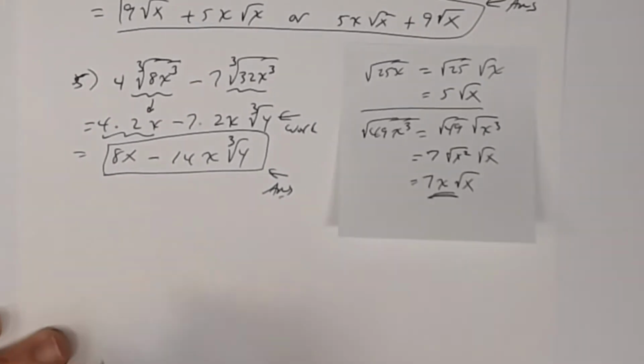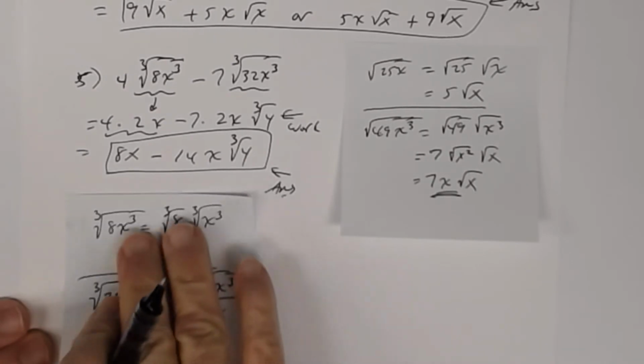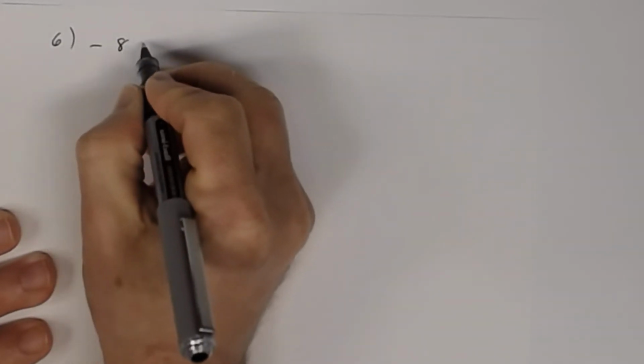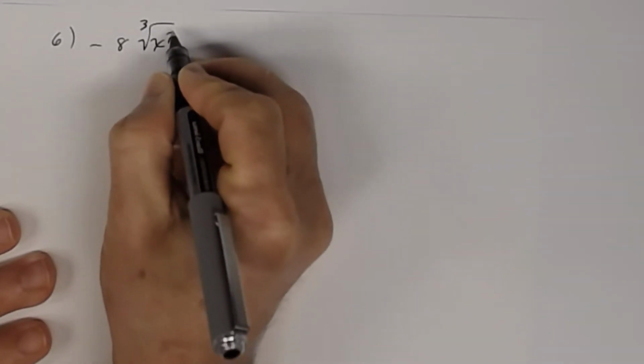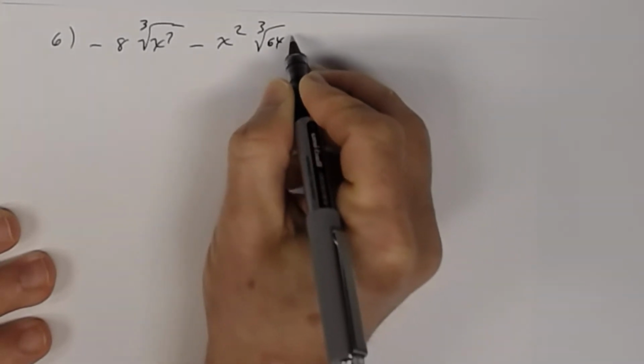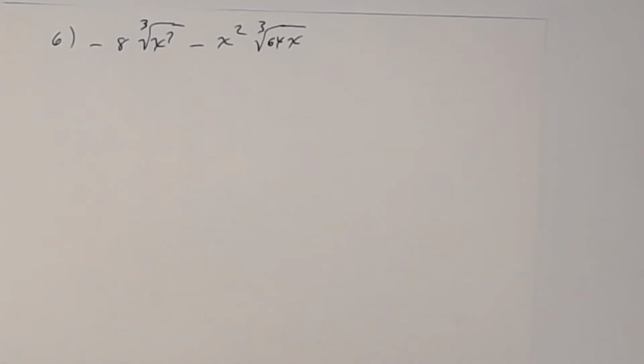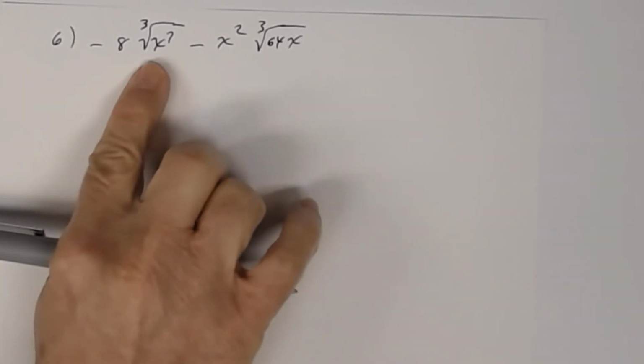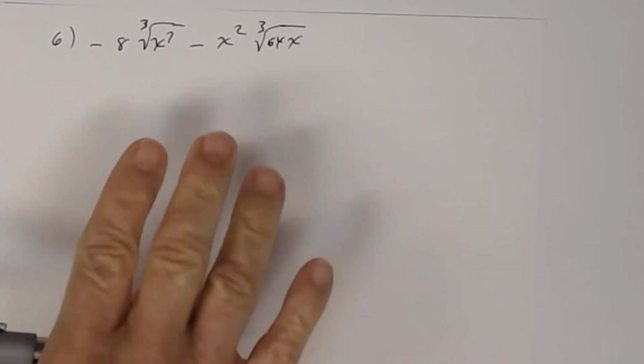Okay, number 6. So let's look at number 6. We have negative 8 cube root of x to the 7th minus x squared cube root of 64x. Okay? All right, so let's simplify these, and then hopefully we can combine like terms.